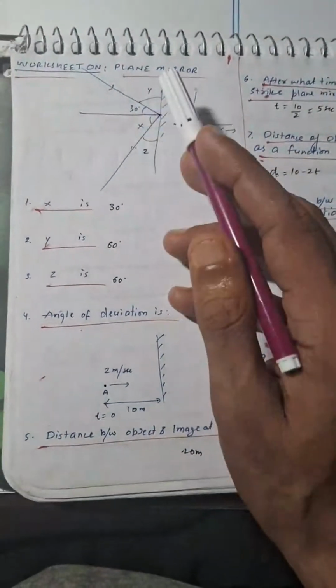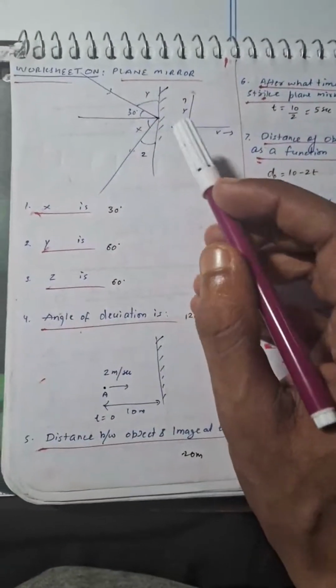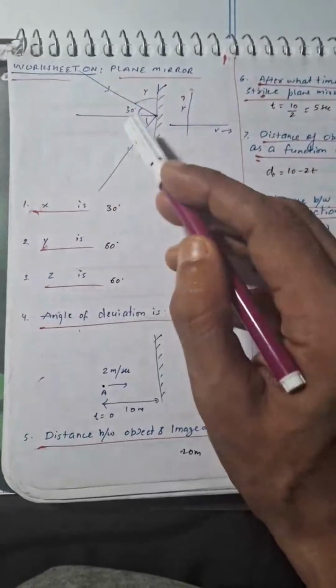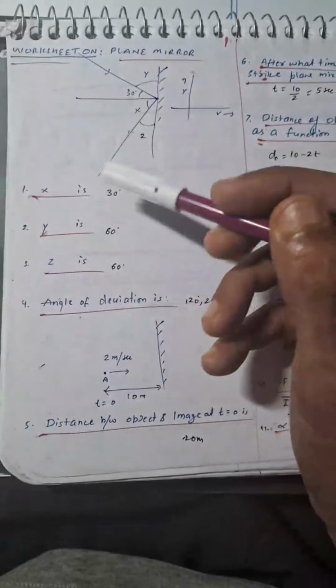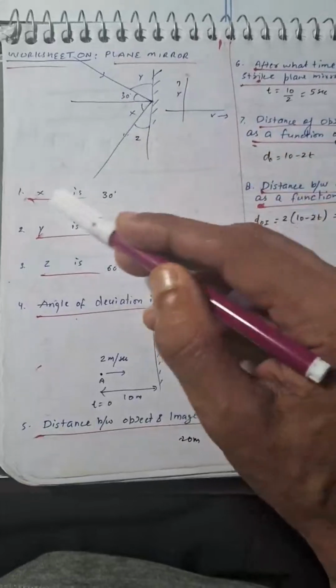Let's discuss one more worksheet on plane mirror. So this is a plane mirror, and here light is incident as shown at an angle of 30 degrees. We have to tell various terms related to this figure. First of all is angle x.